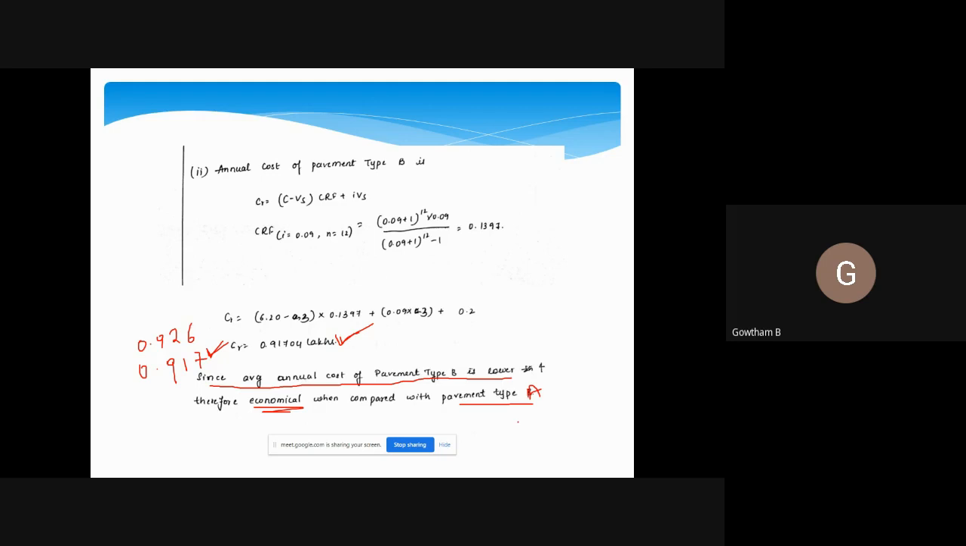This completes the economic analysis part in highway financing. I hope all of you understood this problem completely. Okay, thank you. We'll meet in the next session.